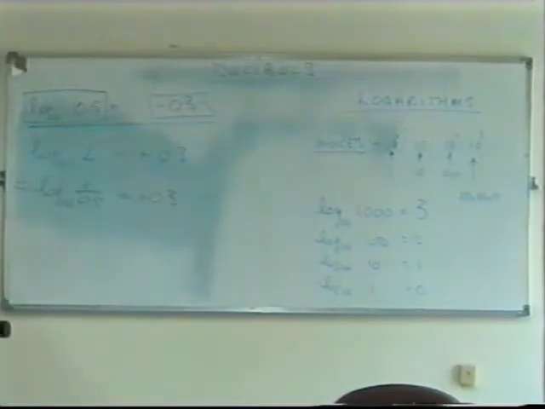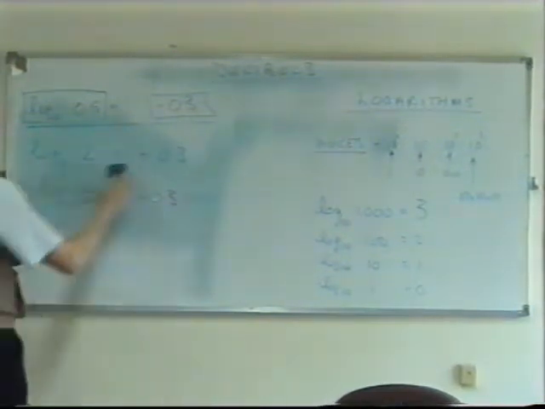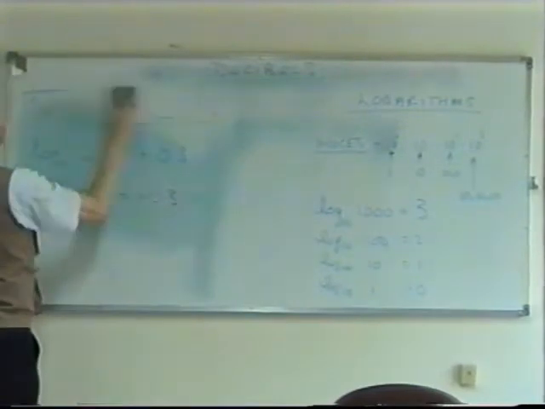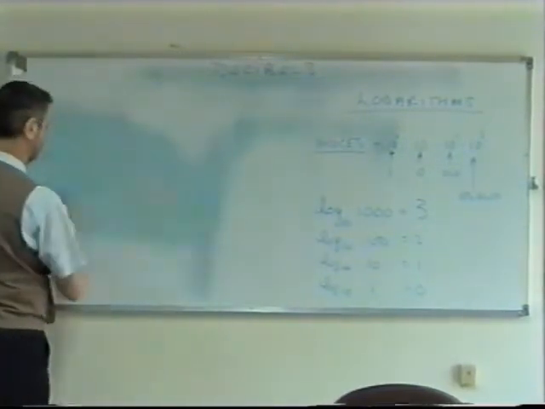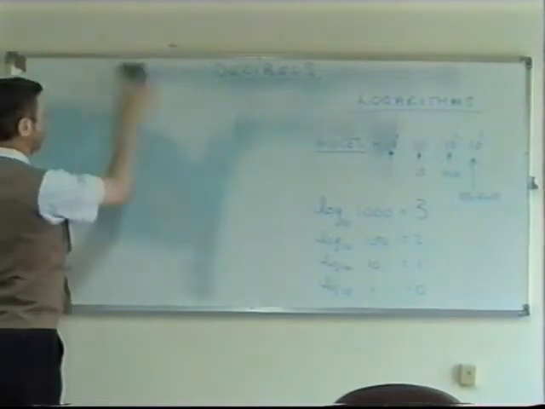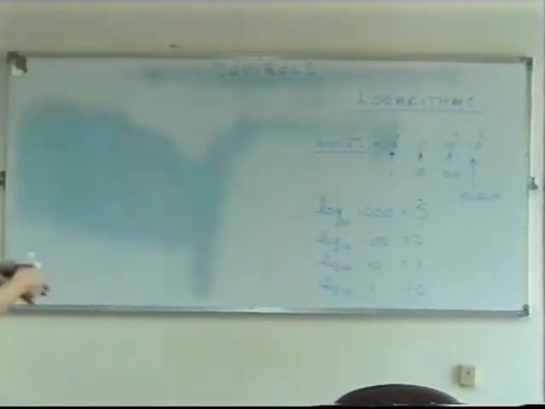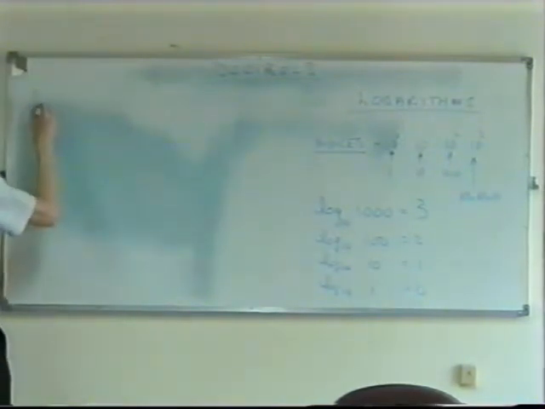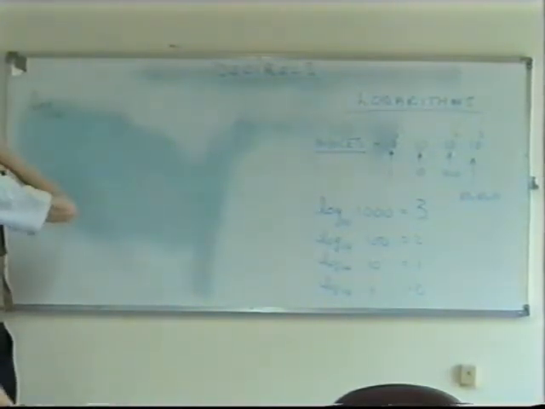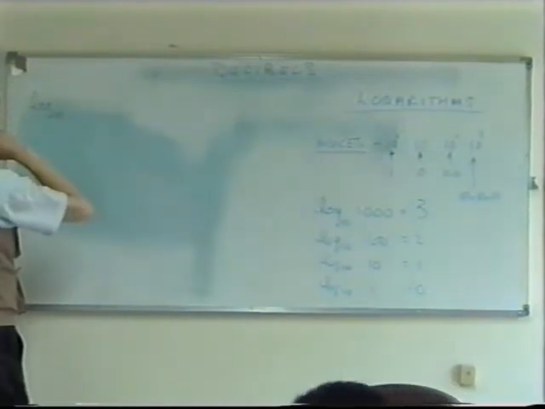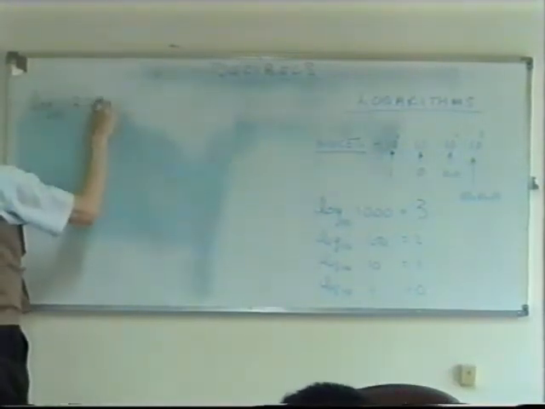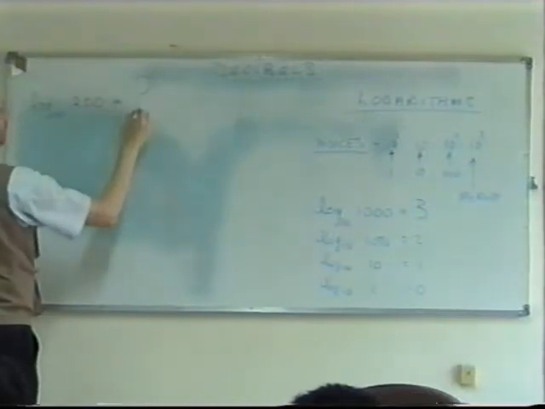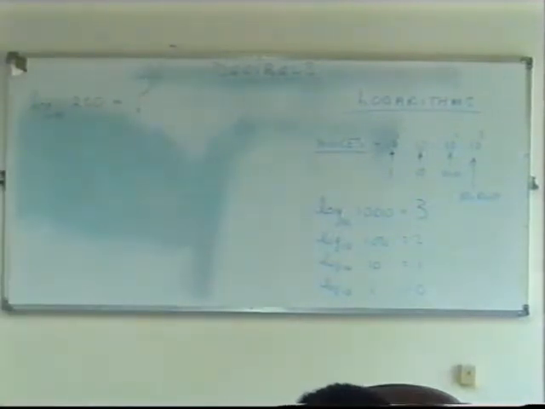And we can also, if you think about it, join this information in one go. For example, let me put down an example here. Let's say we have this. What would be the logarithm of, say, 200? We can split 100 into 2 times 100. That's exactly right.